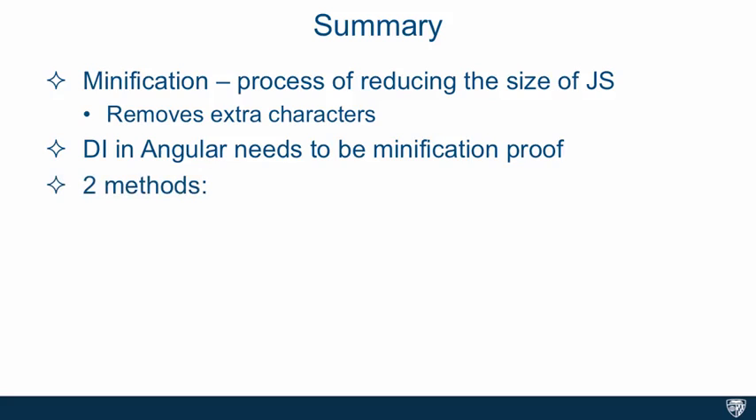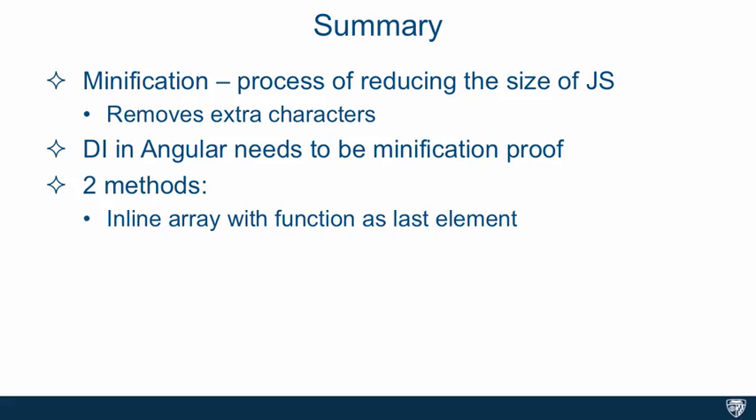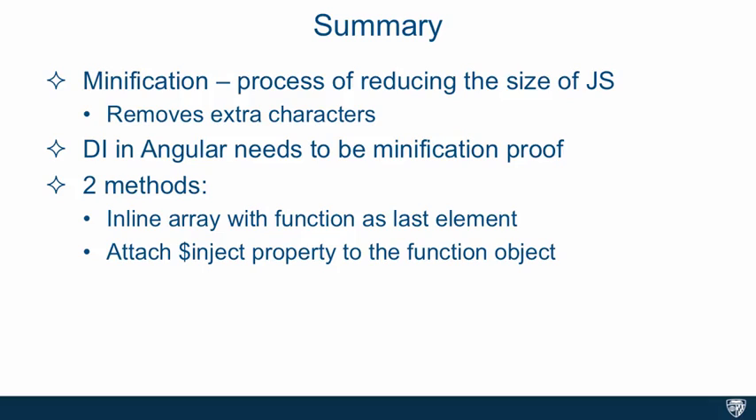And the way to do this is a couple of methods. Number one is we can have an inline array with the function as the last element in the array. That works. But a more elegant way is to attach a $inject property to the function object that is being injected into. And Angular will look for that $inject property and will use the value of it, which should be that same array we spoke about minus the last element as the function, just the array of the names of the arguments. It will use that as a guide to know where to inject which service.